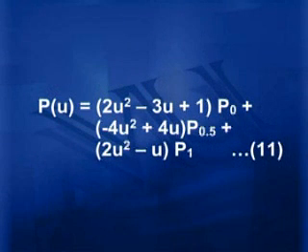So they can be combined to form this equation for p of u equal to 2u squared minus 3u plus 1 times p0, plus minus 4u squared plus 4u times p0.5, plus 2u squared minus u times p1. Now this equation, let's mark it as number 11.